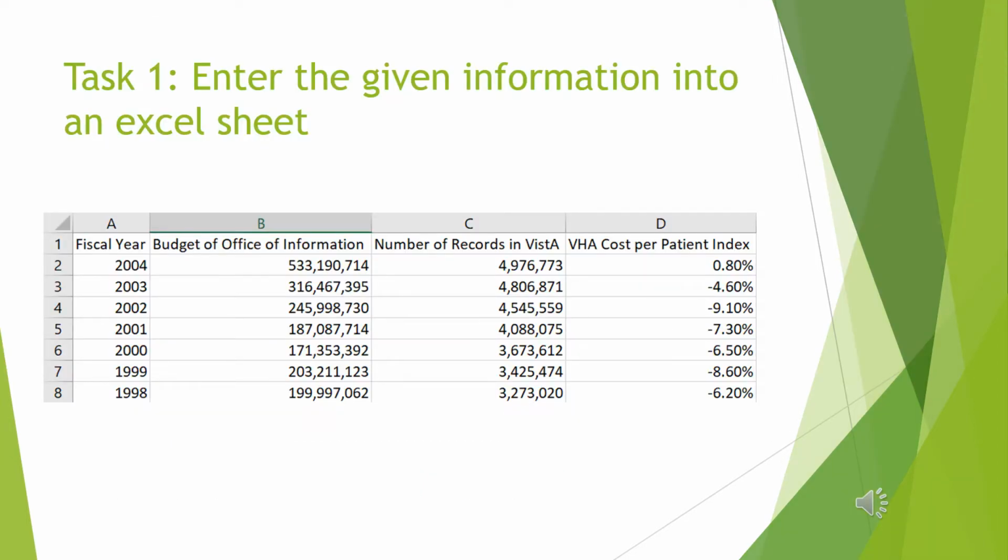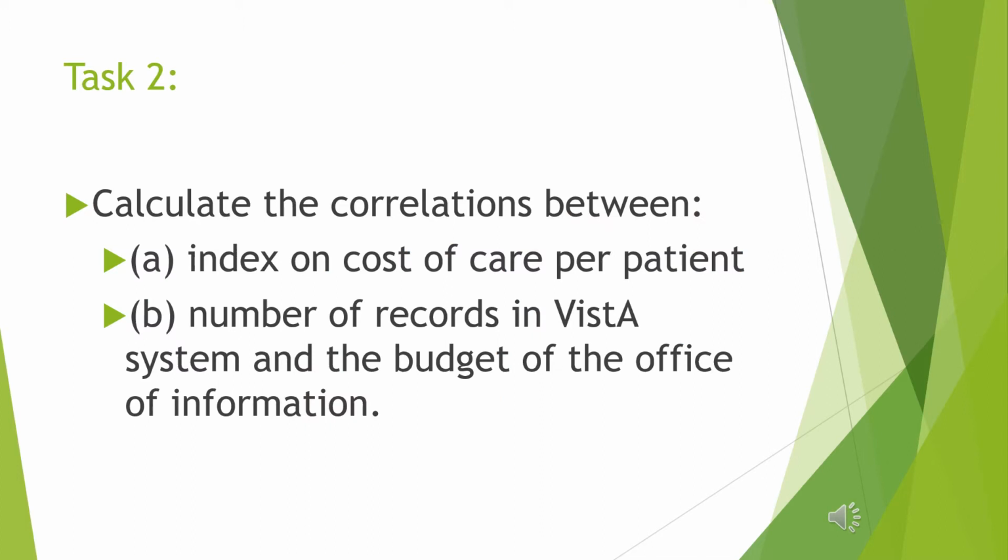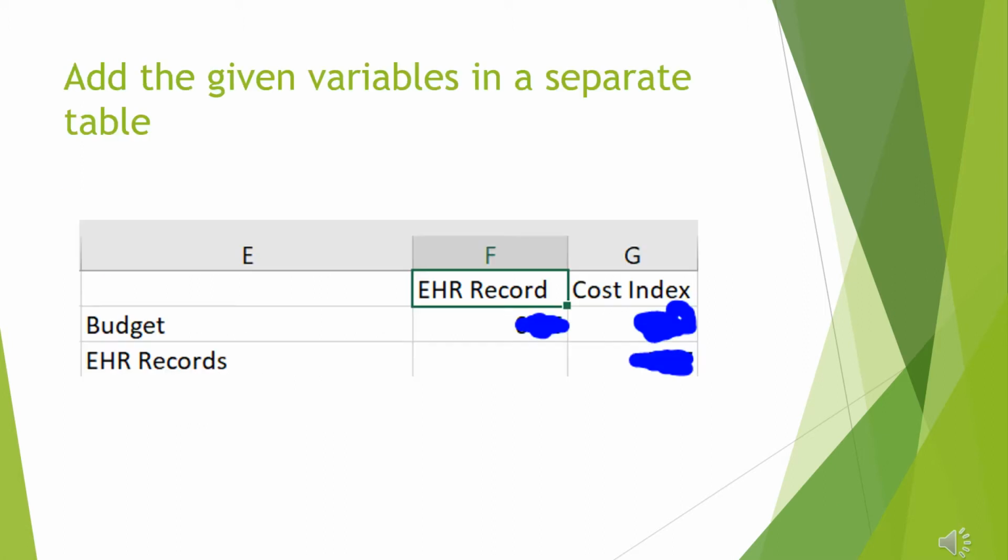To begin, we want to put the information that was given to us into an Excel sheet as seen on this slide. So the first task given to us is to calculate the correlations between index on cost of care per patient and the number of records in Vista system and the budget of the Office of Information. So first we want to add the given variables in a separate table, or you can just add it on the side on columns E, F, and G, just like this.